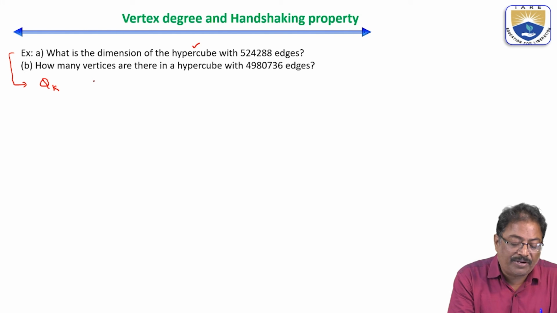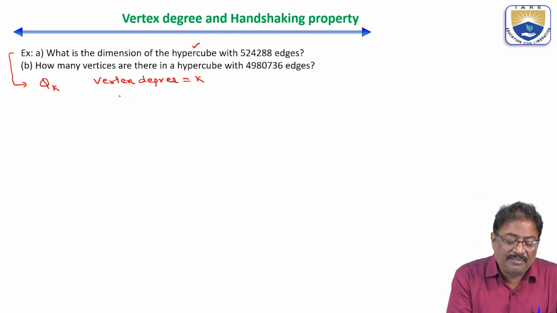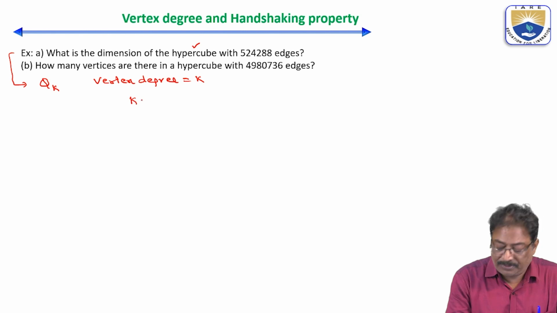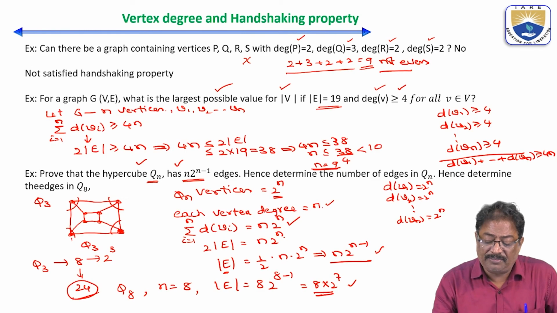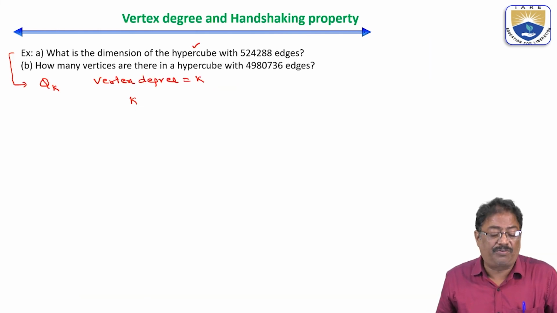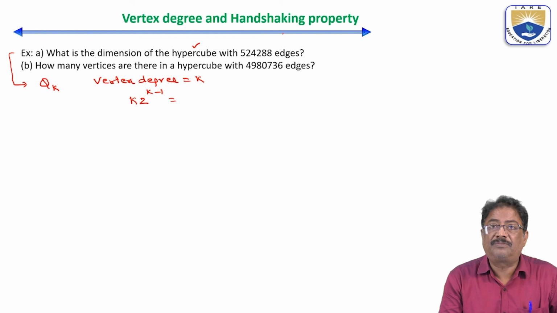Each and every vertex degree is k, and there are, let us say, k vertices. Then the sum of the degrees of all vertices is nothing but k into, see how many edges it is having. It is having k into 2 power k minus 1, or n into 2 power n minus 1, whichever way we consider. It is already given these many edges.